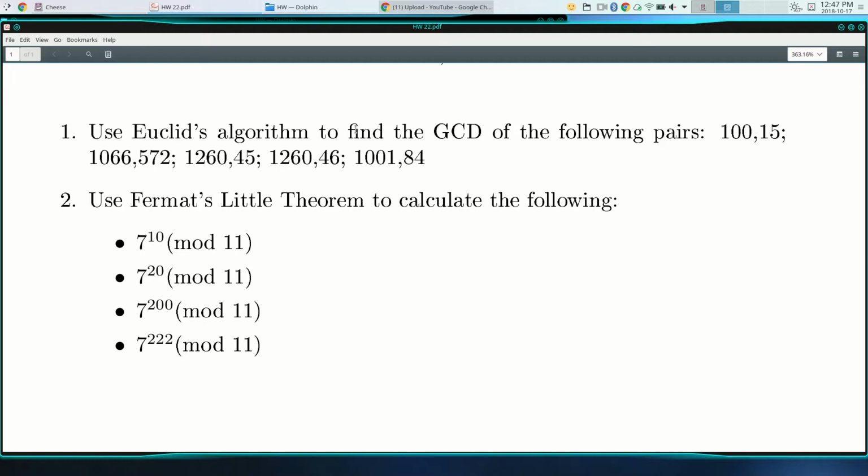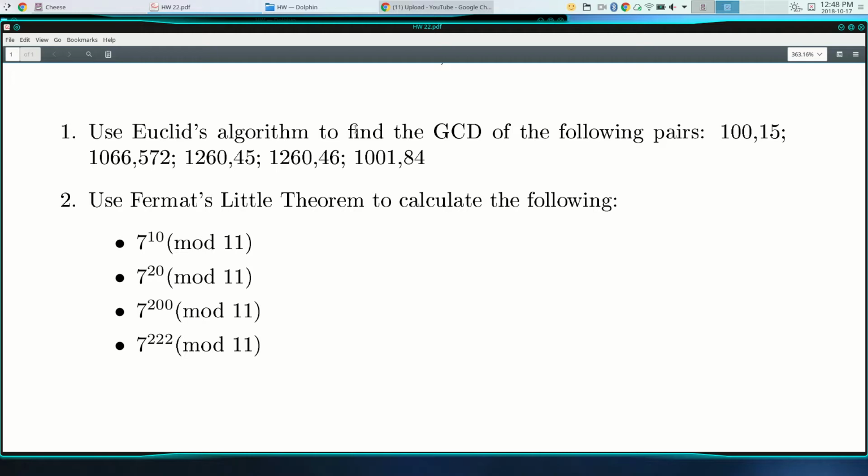Second pair is 1066, 572. I guess we can also put this in there. 1066 would equal something times 572, plus the remainder.